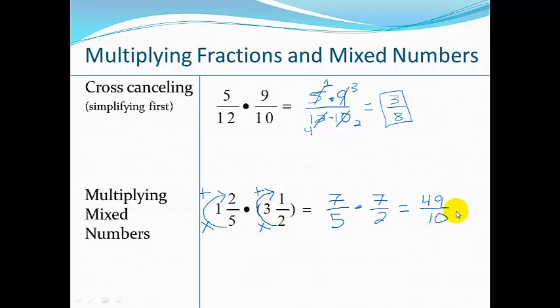Now, improper fraction, we want to change that back to a mixed number. So that's the top dog in the house. So 49 divided by 10. 10 goes into 49 4 times. And then there's going to be 9 left over. So it's going to be 4 and 9 tenths.